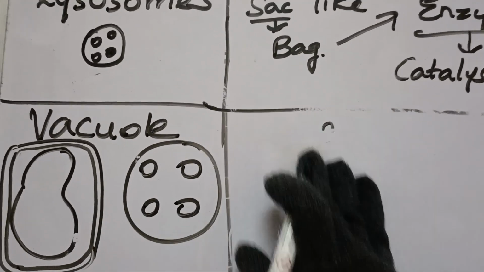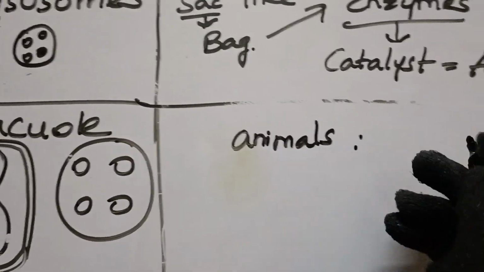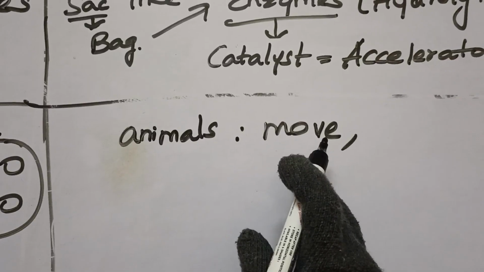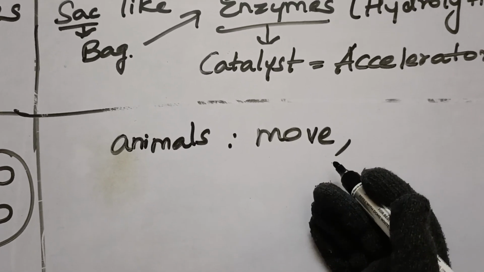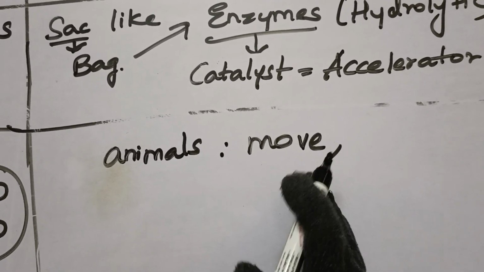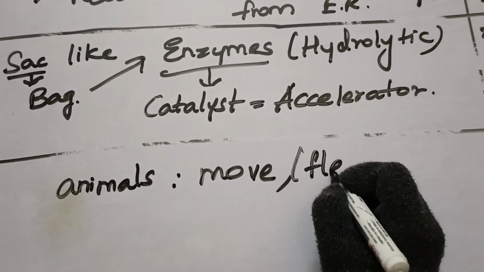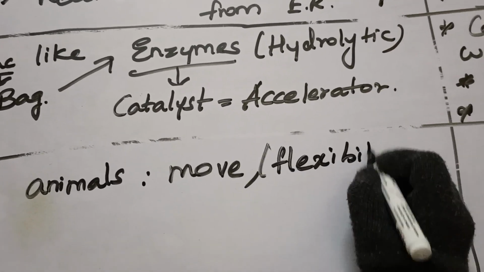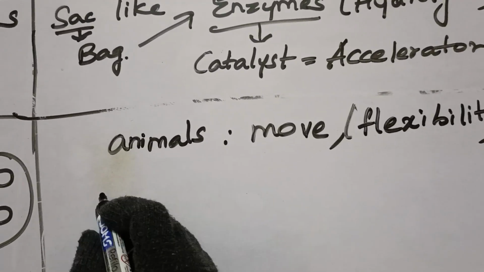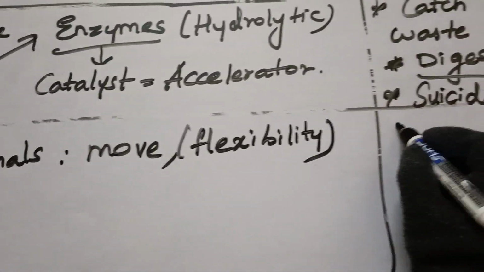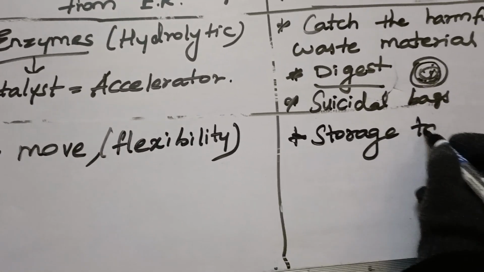The difference is because animals need flexibility. Like animals, we want to easily roam. As animals, we are those organisms which move, right? So animals need movement. They move from one place to another. So overall, we need flexibility, right? So what happens is, vacuoles are like storage tanks. Their chief function is storing something.